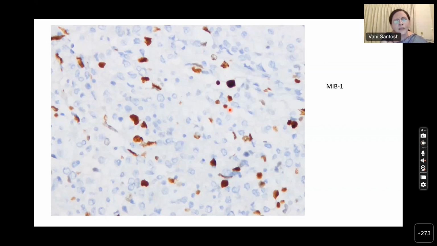The way we make a labeling index is we count about 1,000 cells, particularly near the hot spots, and then we make a percentage. Of 1,000 cells, how many are positive? Make a percentage of that, and then you'll get your percentage. And in this case, it was more than about 12 or 14%. It was very, very high in this particular case.